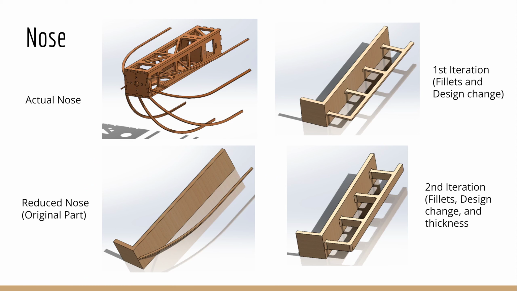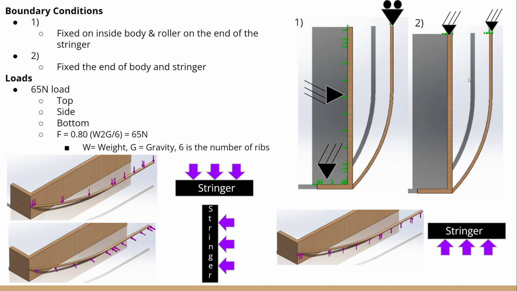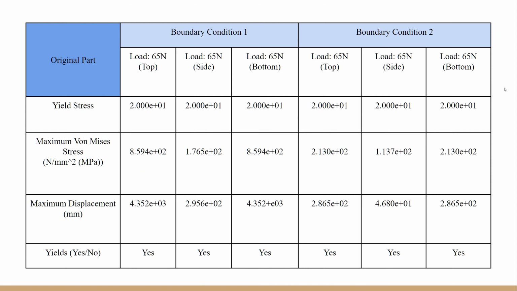These images show the actual nodes of the project, the reduced nodes, the first iteration, and second iteration. Here are the two different boundary conditions. A 65 Newton load is applied to the top, side, and bottom of the stringer.